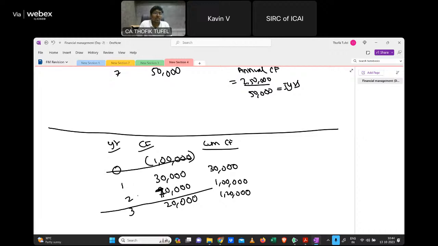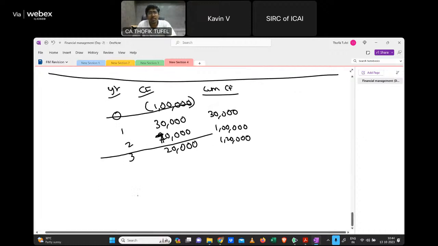Then from the cumulative cash flows, you have to see where you are recovering the investment amount. Your investment amount is 1 lakh rupees. So if you see, 1 lakh rupees you have recovered in 2 years. So you can say your payback period is 2 years.